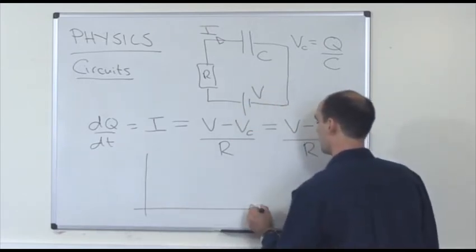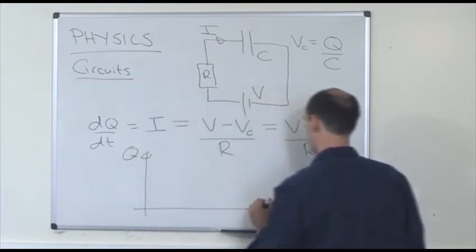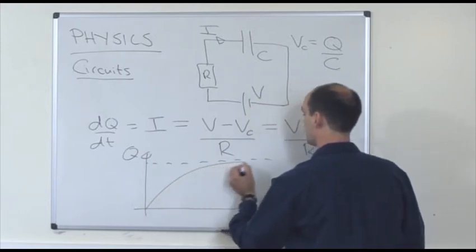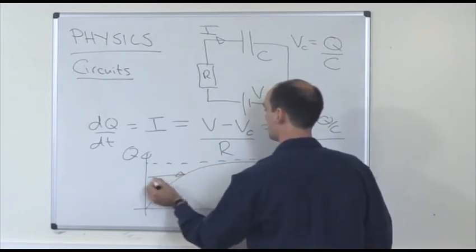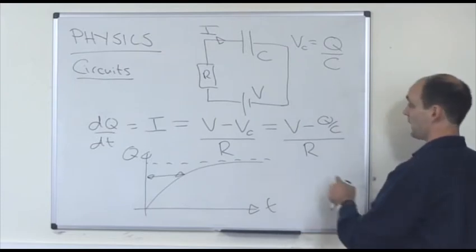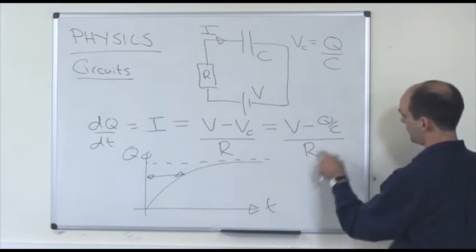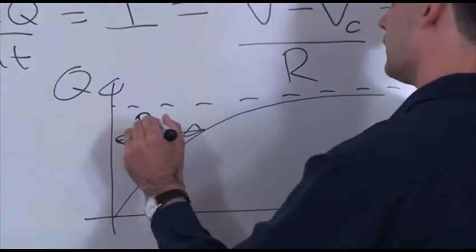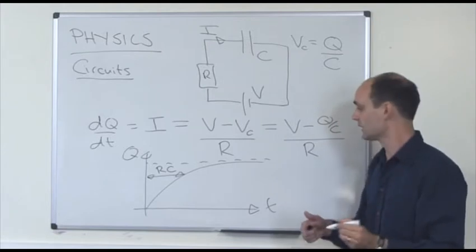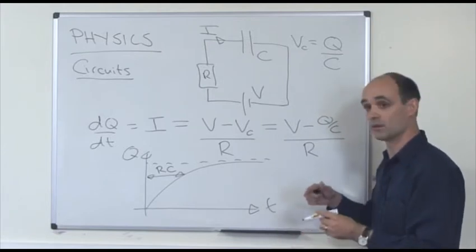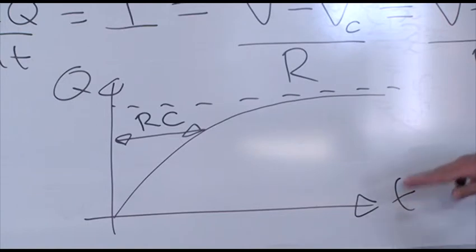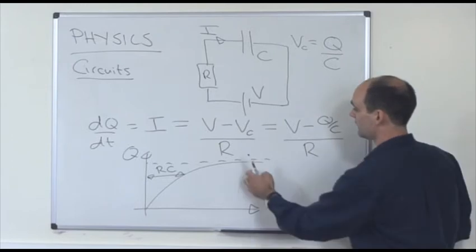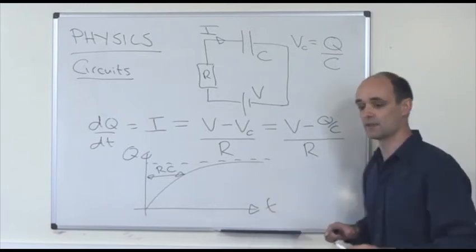Well, what you'll find is that the charge increases with time up to a maximum where it's fully charged, and the time it takes for this to happen you can work out because there's a capacitance C here and a resistance R here, and it's actually the product R times C which gives you the time it takes for the charge to reach its maximum in the capacitor. So this line here would again be the solution of this differential equation.